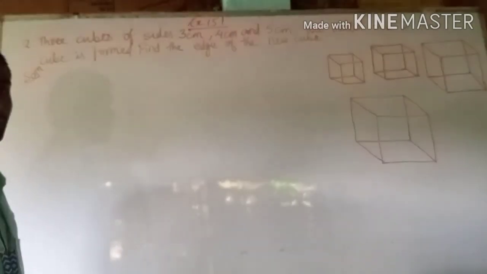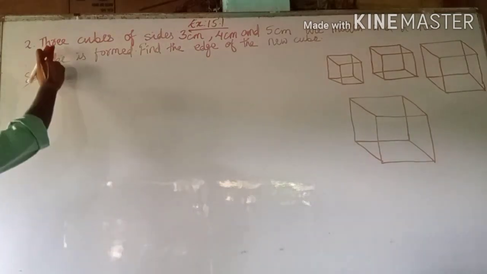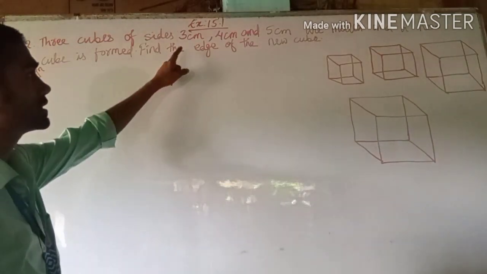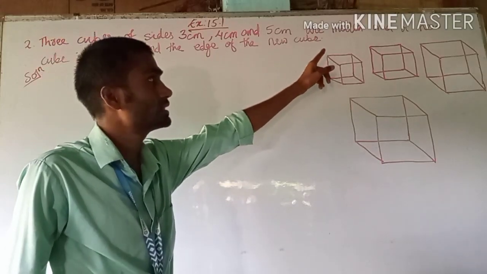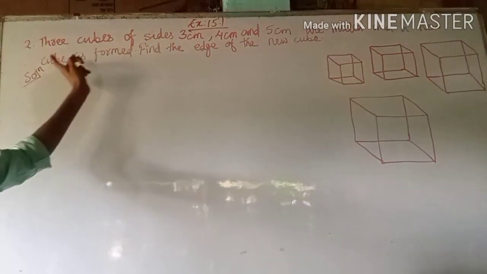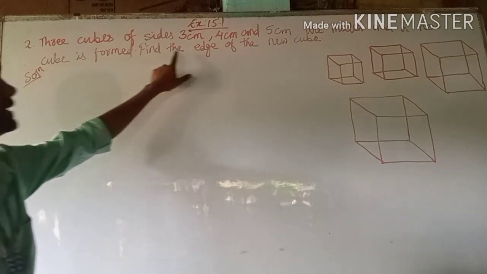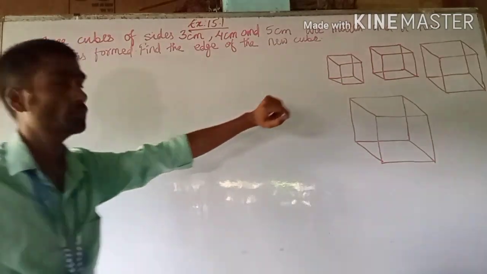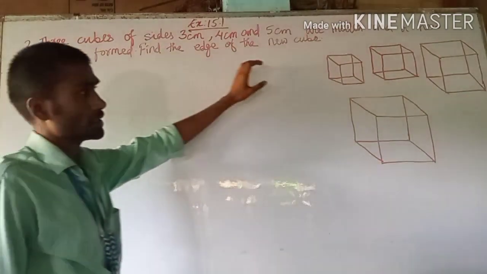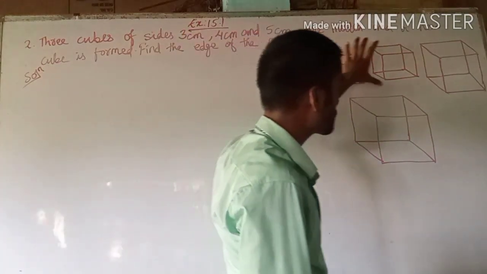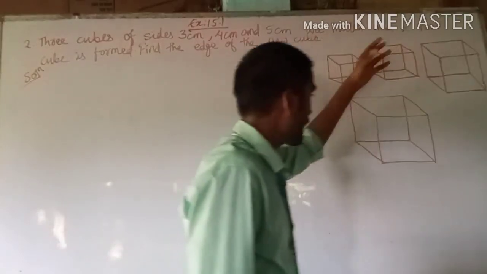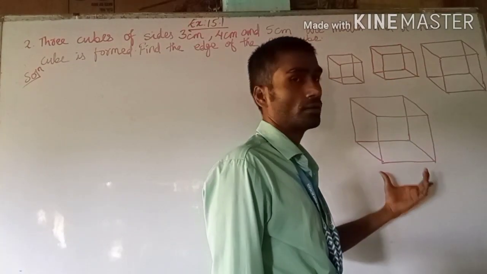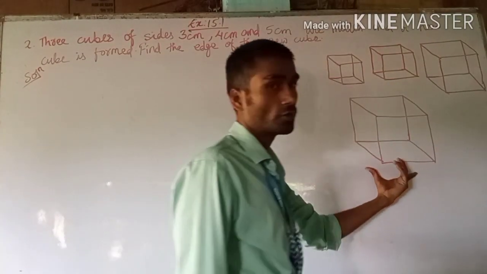So now here is question number 2. 3 cubes of side 3 centimeter, 4 centimeter and 5 centimeter are melted and a new cube is formed. Find the edge of the new cube. Here such 3 small cubes are there, and then these 3 cubes are melted and a new one, that is a larger cube, is formed.